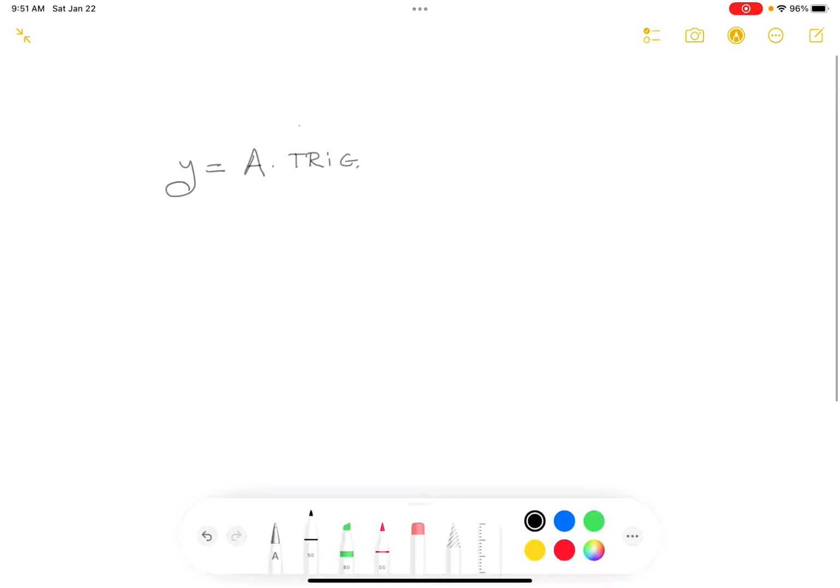Now, what trig functions do you have? You have sine, you have cosine, you have tangent, etc. All right? So we have trig function over here. Then this trig function is going to take an argument, and the argument is going to be bx plus c plus d. All right? Now what I want to do is just talk about the sine and cosine.